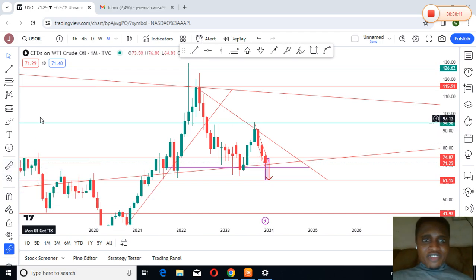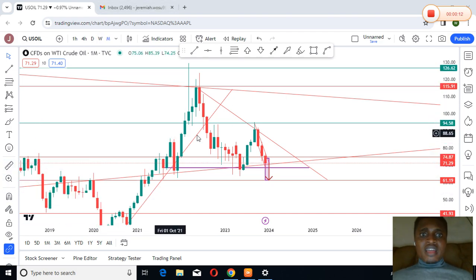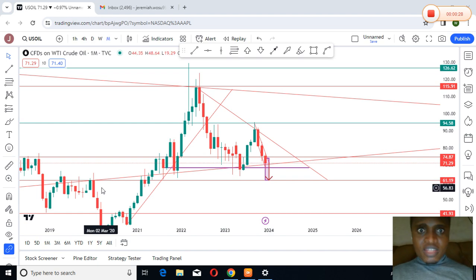So I want to do a very quick analysis. I'll be looking at three different pairs: the U.S. crude oil, the Australian versus the Canadian dollar, and also the gold. And so quickly, let me do the analysis.